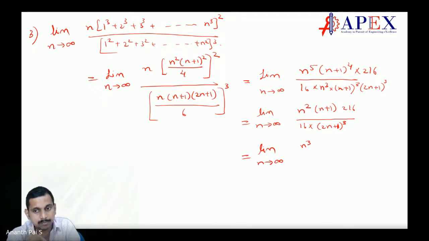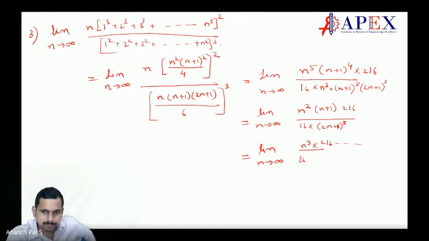For this particular thing, the coefficient would be 16. This n cube, when you open it up, what you get is 2 cube n cube, is it not? So we get 216, then n cube and something else. And here we get 8, 2 cube, into n cube, plus something else, that we are not worried about. So n cube can cancel. We can use this as 216 divided by 16 into 8, and the answer comes as 27 by 16.